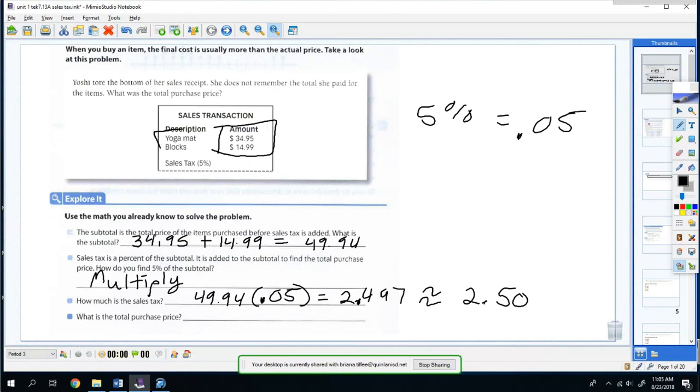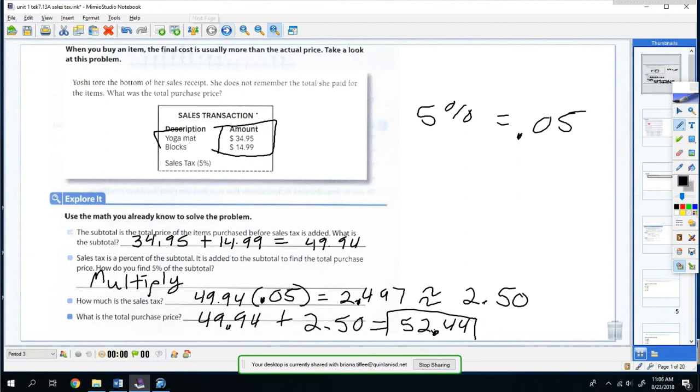So now she can find her total purchase. All you have to do to find your total purchase is take your subtotal, 49.94, and add your tax to that. When you add it together, you get 52.54, and that is your total price. That's how much she spent at the store.